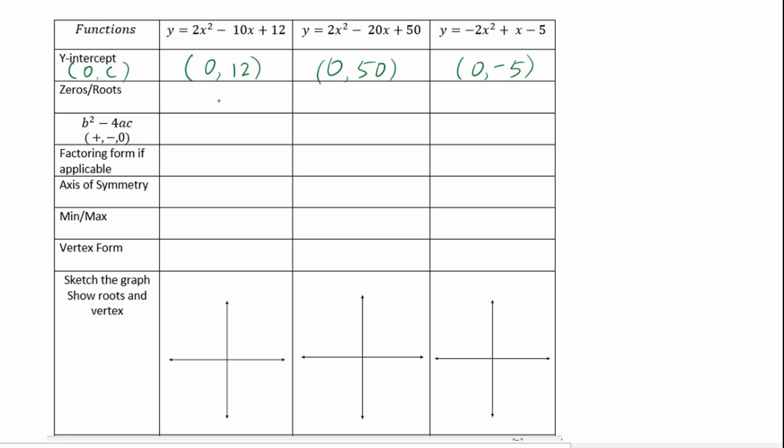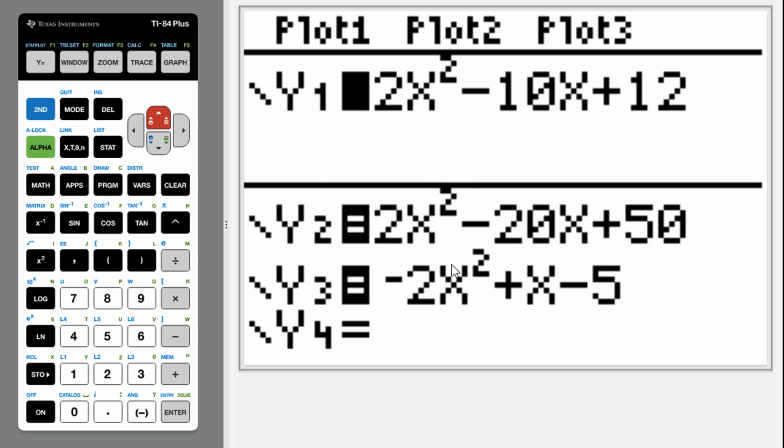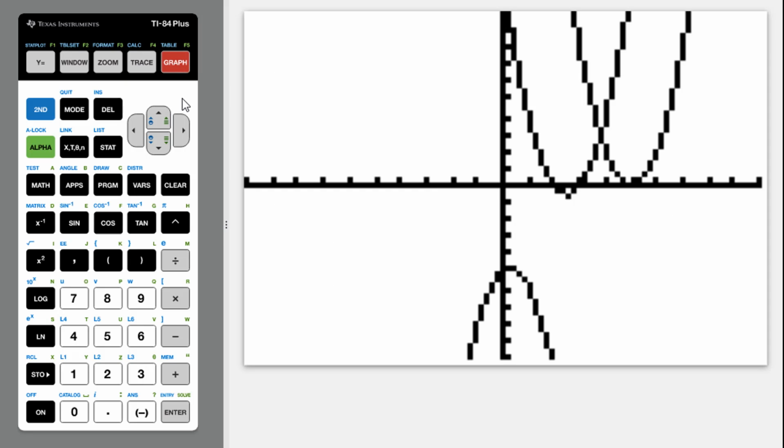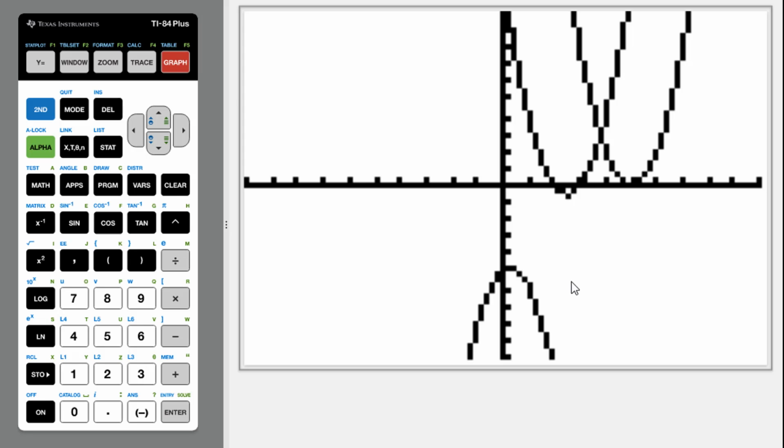For zeros, we will go to the graphing calculator. We will put the first function in y1, the second function in y2, and the third function in y3. I put all these three quadratic functions into y1, y2, y3. Then I press graph. It shows all these three graphs.